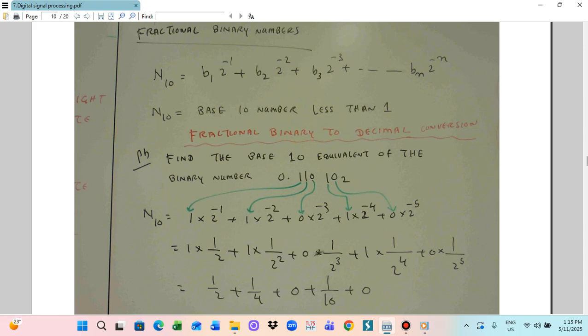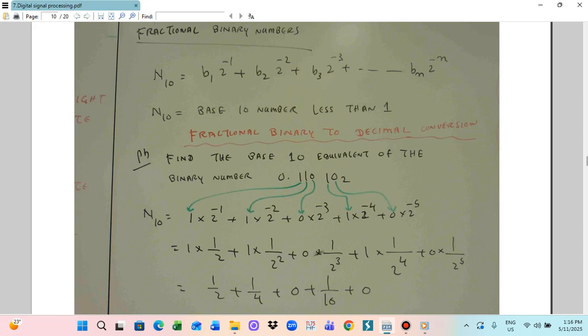So here we have 0.11010 base 2. This is what we need to find the base 10 equivalent of. Firstly, the first digit is 1, times 2 power minus 1. The second is also 1, times 2 power minus 2. The third number is 0, times 2 power minus 3. The fourth number is 1, times 2 power minus 4. And the fifth number is 0, times 2 power minus 5. So this is the way we calculate.